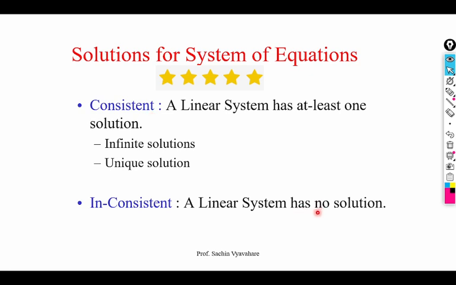But if the system has no solution, we say the system is inconsistent. So in the non-homogeneous case, we have three cases: unique, infinite, and no solutions. Out of that, unique and infinite are considered consistent, and no solution is considered inconsistent.